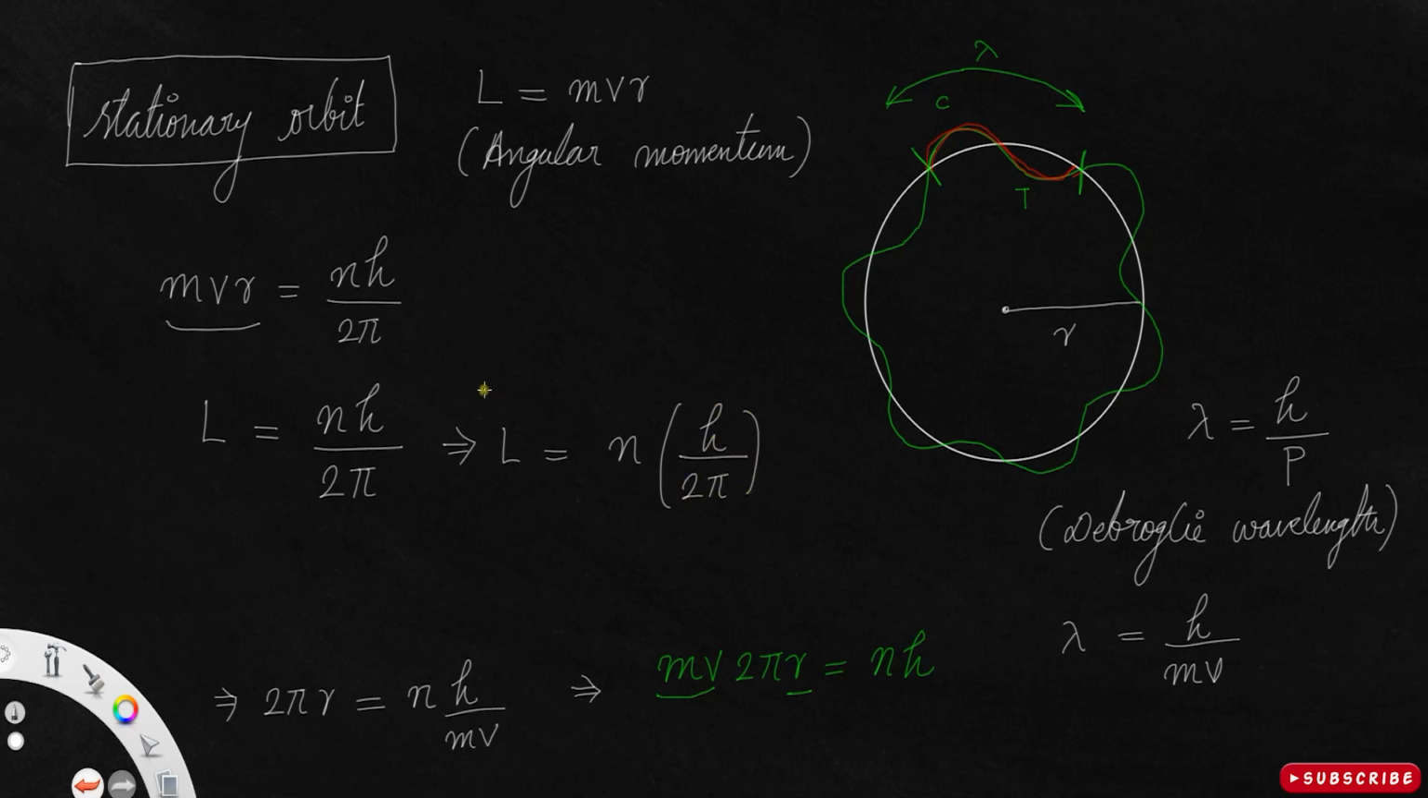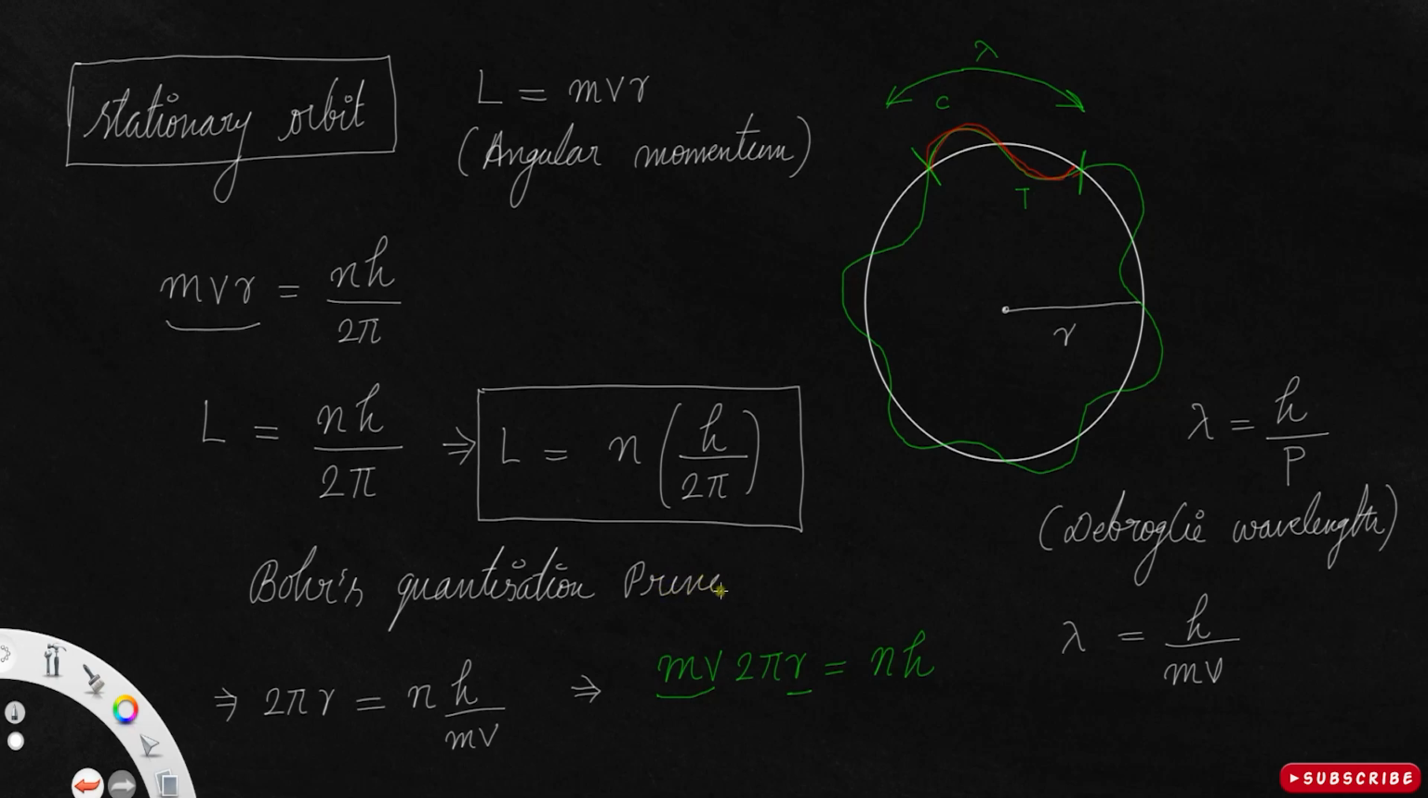Okay. So we can define that the angular momentum of this electron must be an integral multiple of h by 2 pi. That's actually Bohr's quantization principle. Clear?